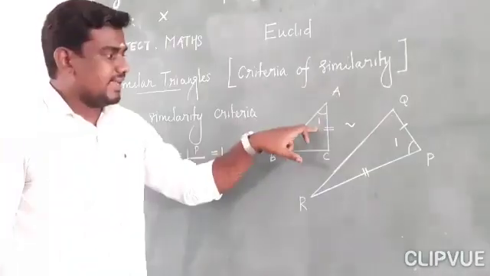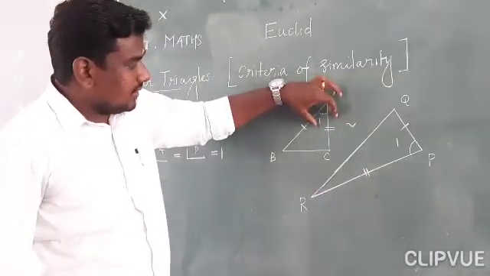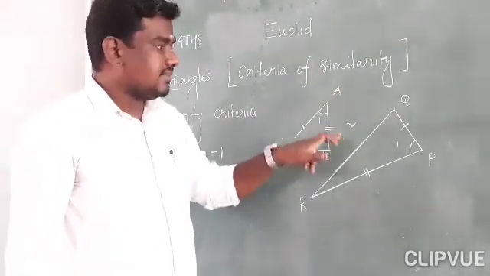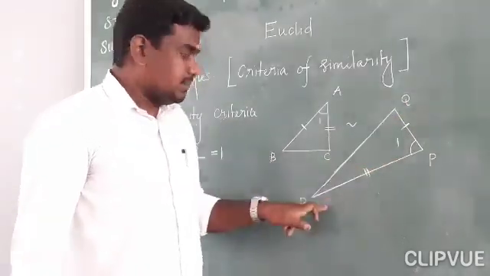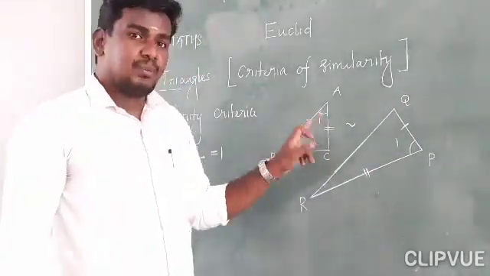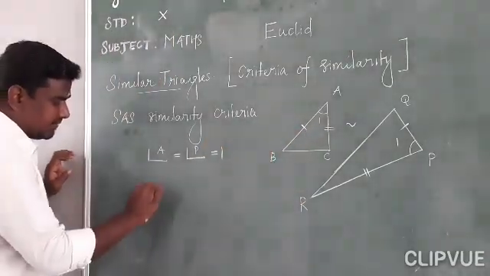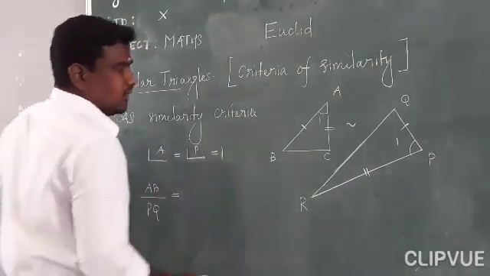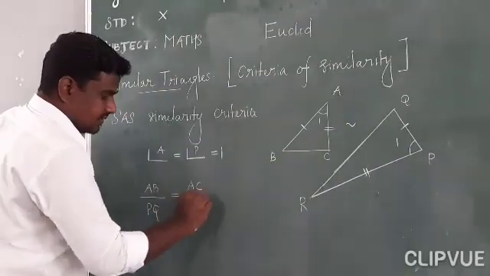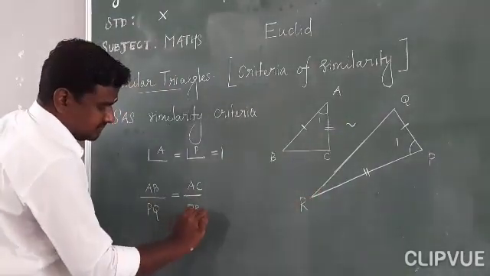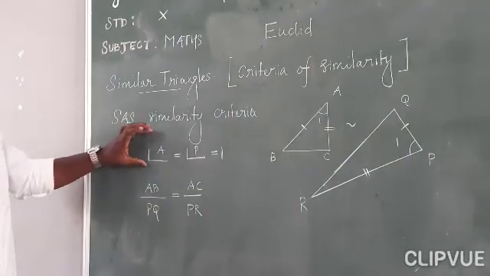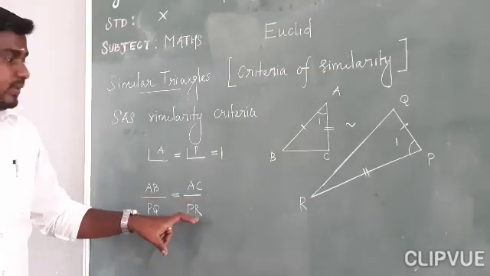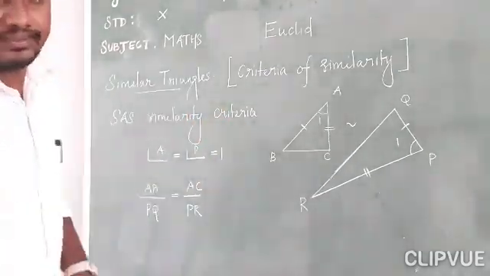If angle A is equal to angle P, and the angle actually contains two sides, between two sides AB and AC, here PQ and PR, the corresponding sides are proportional. How can we write? AB by PQ, next one, AC by PR. So angle A equal to angle P, then AB by PQ equal to AC by PR means we can say the two triangles are similar.